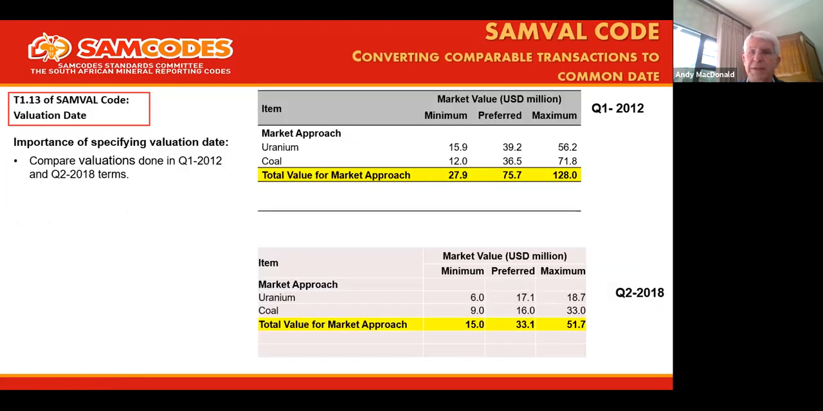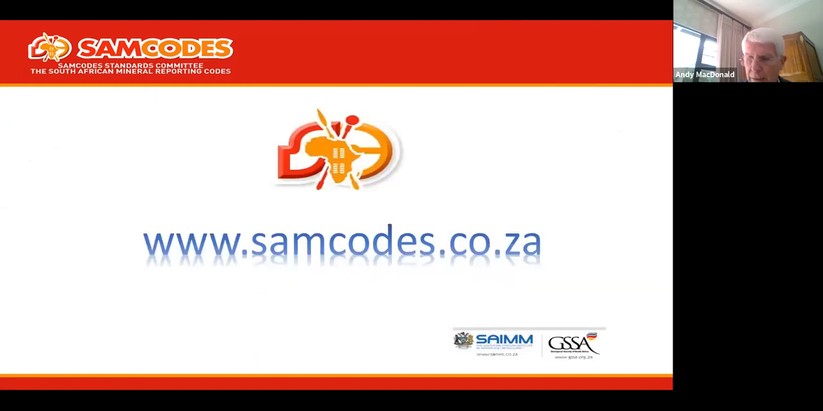The importance of specifying the valuation date, again, as Vaughan mentioned earlier, is that we have to say the valuation is correct at an effective date, because a day or two later things could have changed and the value is then no longer relevant. So consider these two valuations that were done in Q1 2012 and Q2 2018. You can see there's a considerable difference purely because of the movement in the underlying metal and coal prices. And that's my number.